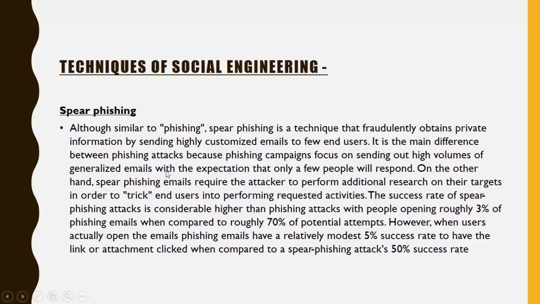This is the main difference between spear phishing and phishing attacks, because phishing campaigns focus on sending out high volumes of generalized emails with the expectation that only a few people respond. On the other hand, spear phishing emails require the attacker to perform additional research on their targets in order to trick end users into performing requested activities. The success rate of spear phishing attacks is considerably higher than phishing attacks, with people opening roughly 3% of phishing emails compared to roughly 70% of spear phishing attempts. Furthermore, when users actually open the email, phishing emails have a relatively modest 5% success rate of having the link or attachment clicked, compared to a spear phishing attack's 50% success rate.